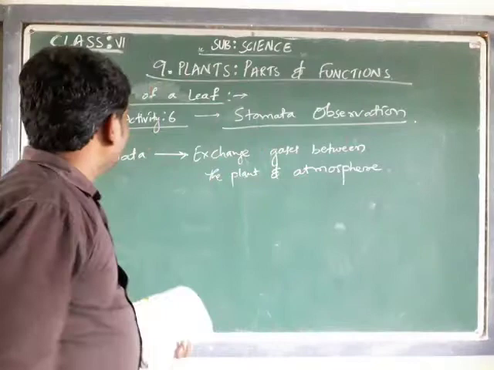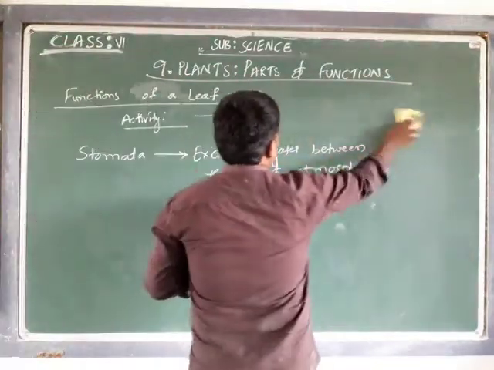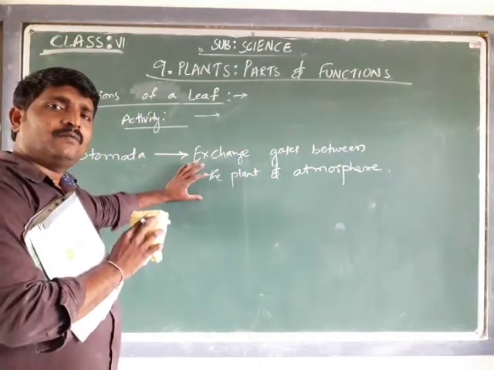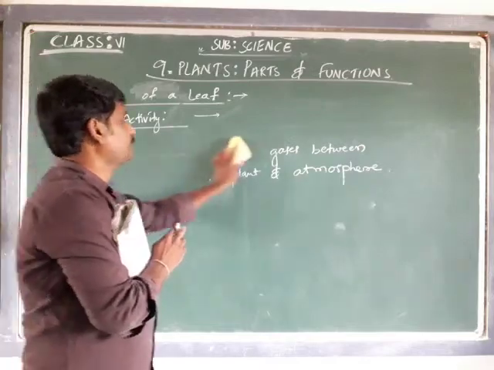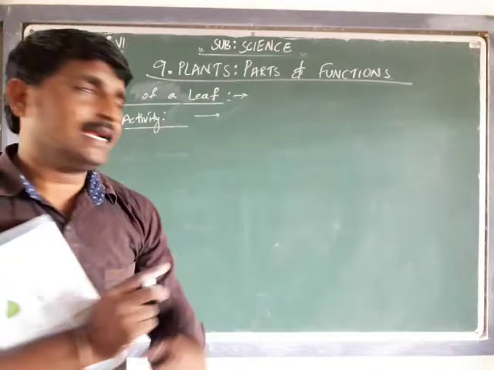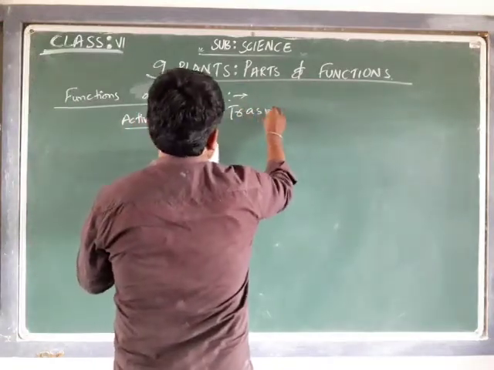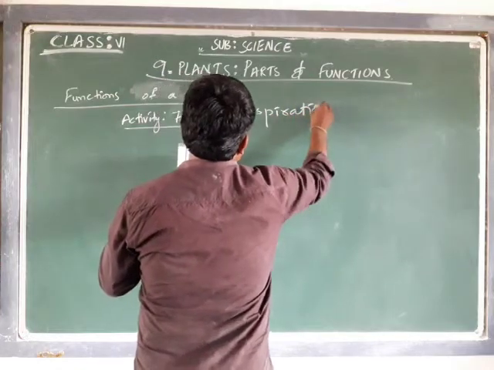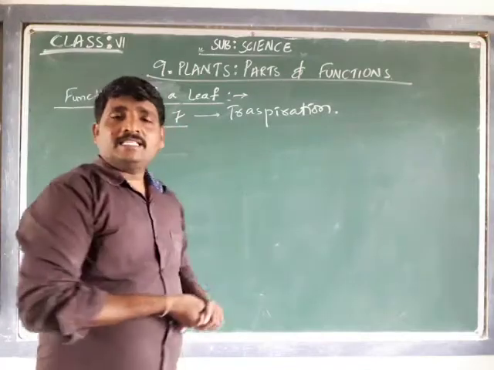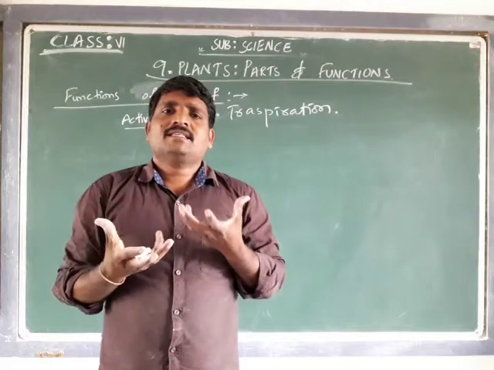One more activity we have, that is Activity 7. Is that the only function that the leaf has? Let's see. As Activity 7, we have transpiration. To perform the transpiration activity, see, whenever there is an excess amount of water present in the plant, it should be excreted, taken out.